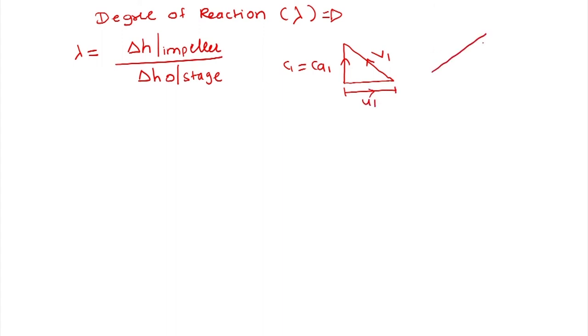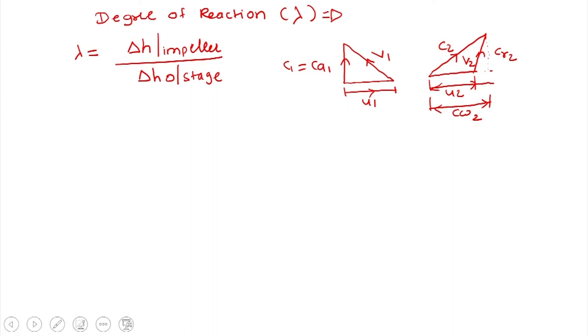For the outlet velocity triangle, this is one representative and this is V2, this is C2 and this is U2, and if we drop a normal, then this becomes CR2 and the complement becomes CW2. We know that these are the two velocity triangles for one sample centrifugal compressor. We can make use of them.